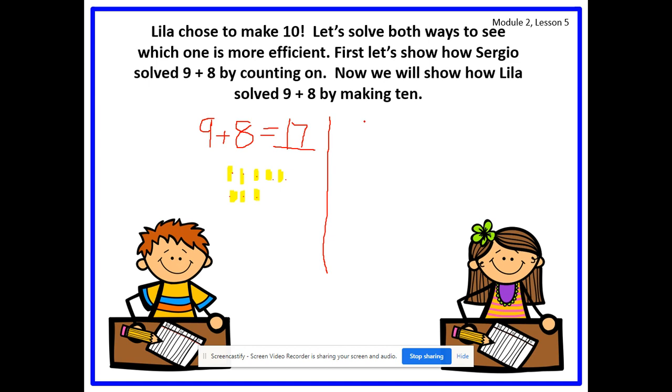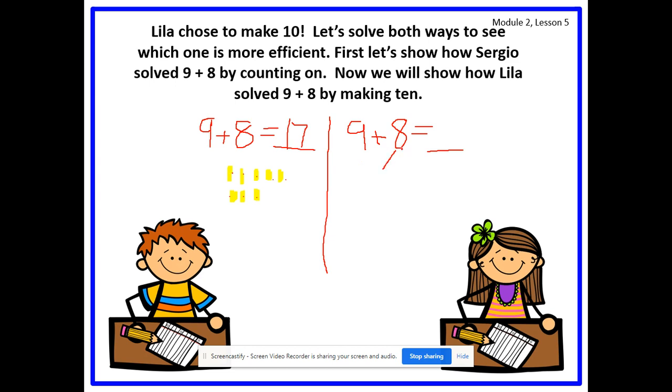Ready? So on the other side of the line, you're going to write the same expression. You're going to write 9 plus 8. Everybody write. Equals. We already know what it equals, but don't put your answer yet. Let's solve it by making 10. How are we going to solve it? Get ready. Yes, by making 10. So in order to do that, we must decompose.